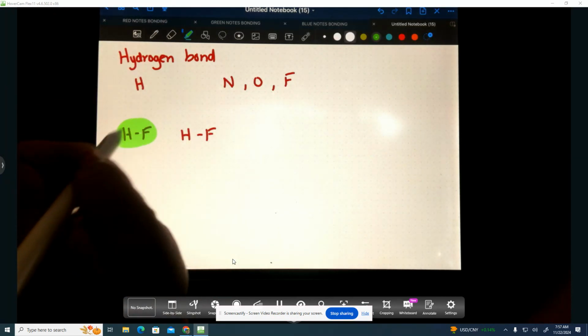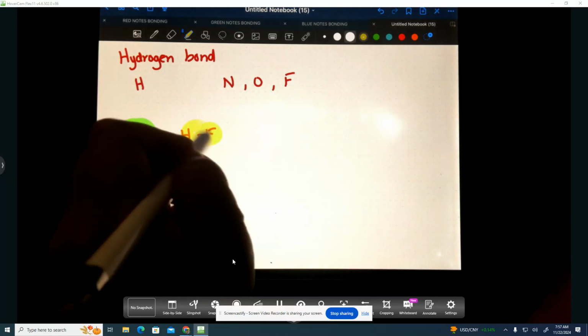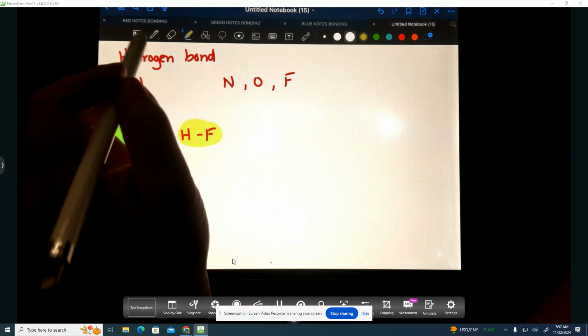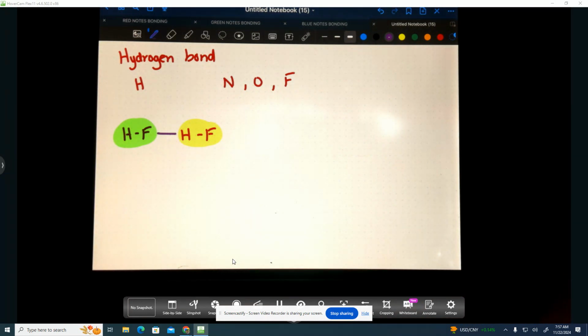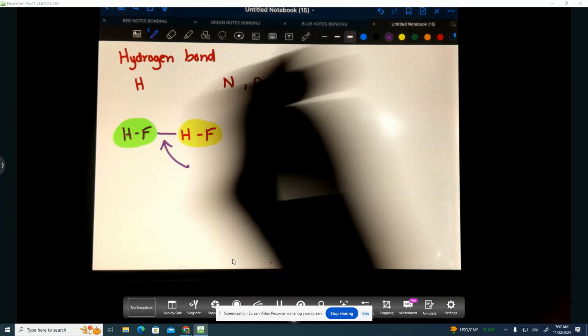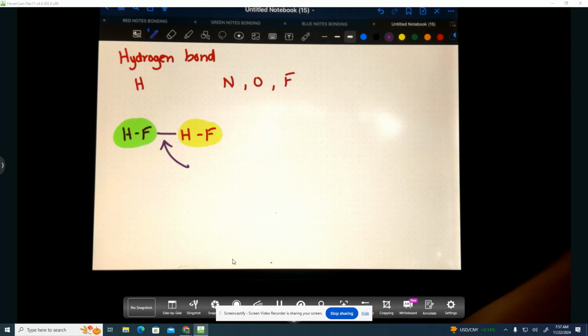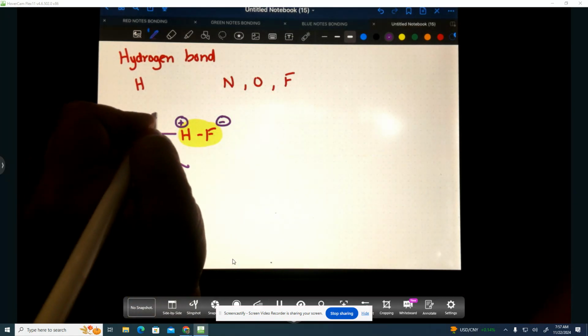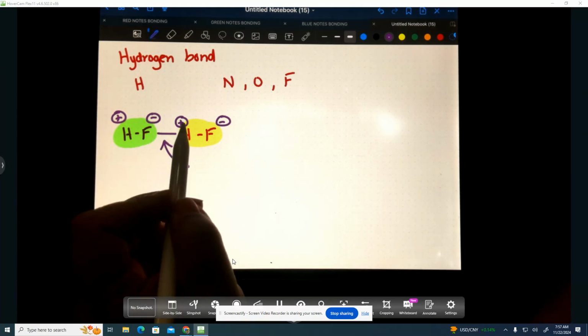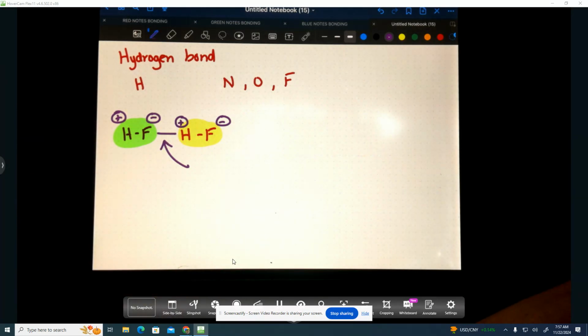Intermolecular means you've got a molecule and you've got another molecule, and if we have an attraction between the 2 molecules, that is the intermolecular force. Hydrogen is positive, fluorine is negative, hydrogen is positive, and the positive and the negative are attracted to each other. So that's the first hydrogen bond.